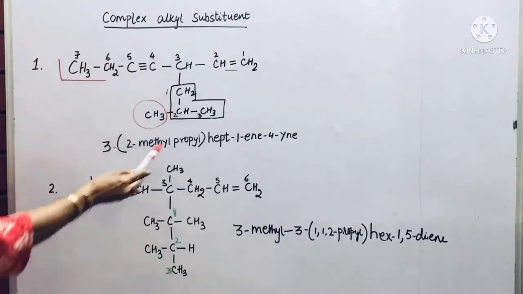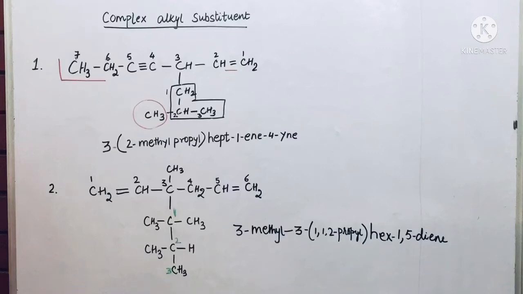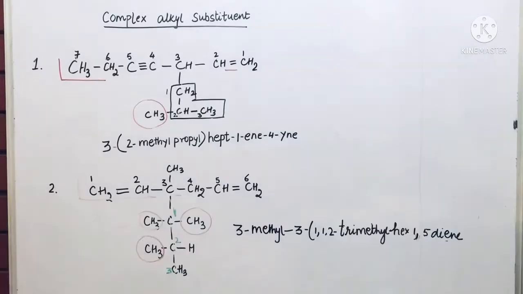So at place 3 there is a 2-methylpropyl. Hept is the chain. At place 1 is ene, at place 4 is yne. So the compound becomes this. See the next one.